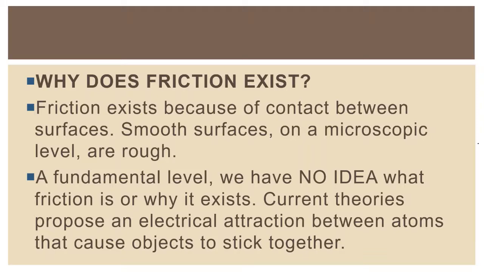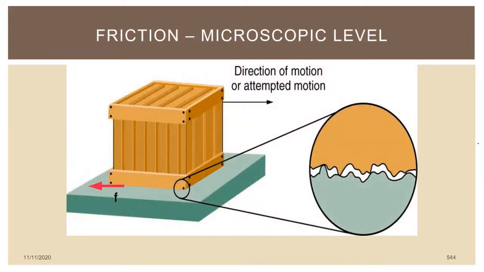Okay, so just to get a good visualization for what we just said, that friction exists because of contact between surfaces, and that smooth surfaces on a microscopic level are rough, here's a nice little visualization of that. If we sanded a wooden crate, I'm sure you all have some experience with this because you do a little bit of woodworking in shop. If you sanded a piece of wood, you can get it to feel super smooth. But if you actually zoom in on it with a really fancy microscope, you'd see that it has jagged edges and these little teeth, sort of.